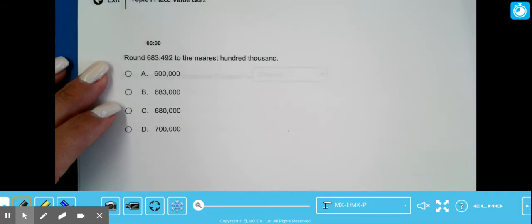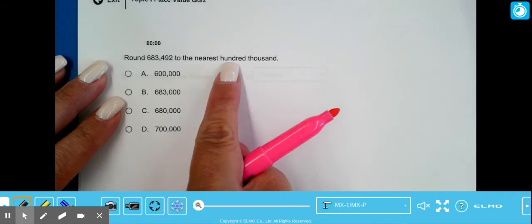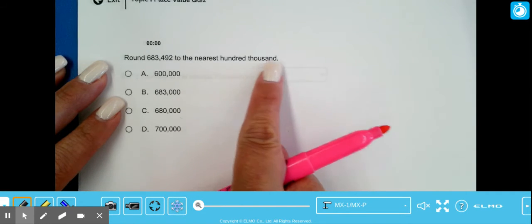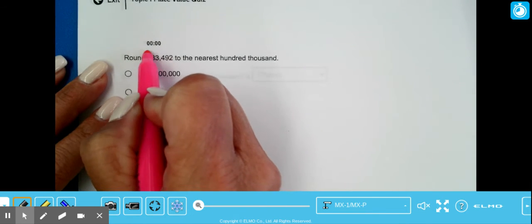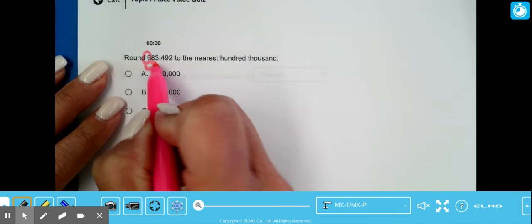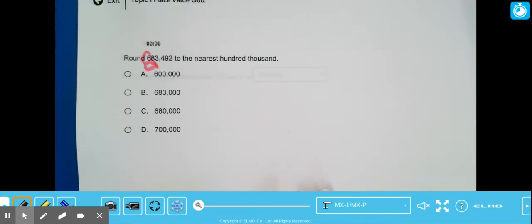Another rounding question. They're telling you where they want you to round it, the nearest 100,000. So you are going to identify that target digit, and then you're going to look to the right and say your poem.